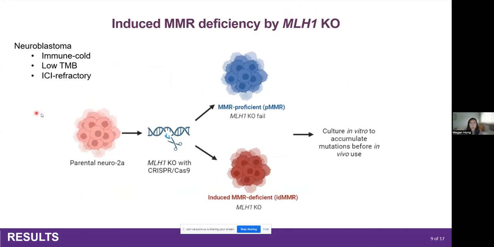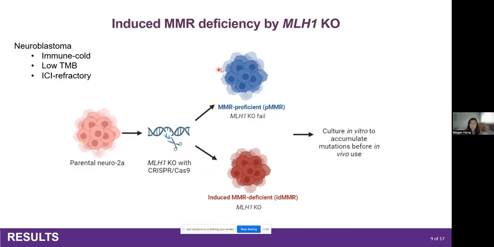Neuroblastoma is a pediatric cancer that can be categorized as immunologically cold. It has low tumor mutation burden and it's refractory towards immune checkpoint inhibitors. So we used the mouse neuroblastoma cell line, Neuro2A, and inactivated MLH1 by knocking out the MLH1 gene with CRISPR-Cas9. From here on out, I will be referring to the cells that failed to have the MLH1 knockout as mismatch repair proficient, or pMMR, and those that have the MLH1 knockout as induced mismatch repair deficient, or iDMMR.